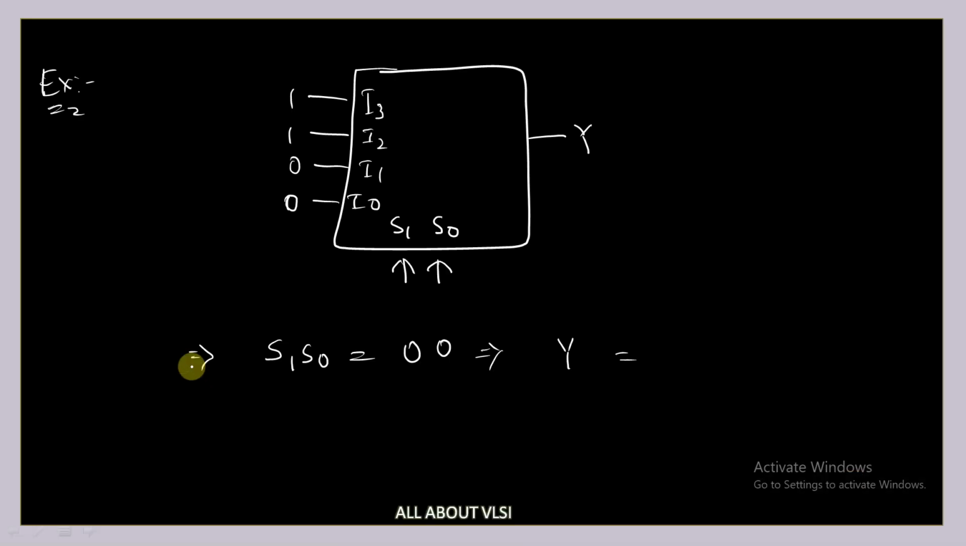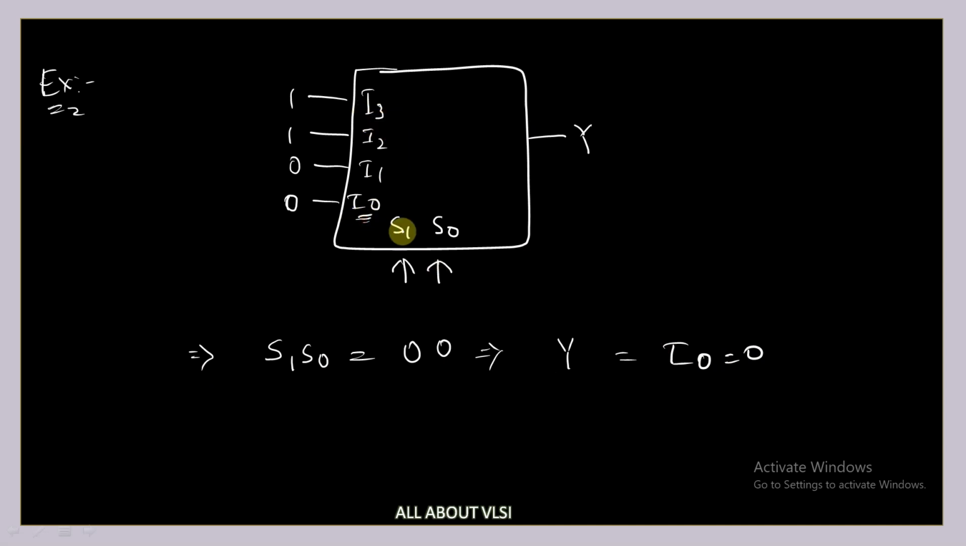So it is I0, which is equal to 0. Here we should be careful. While solving the problems, this is a major confusion many will face. The notation here is I3, I2, I1, I0. I0 is the first pin and I3 is the last pin.